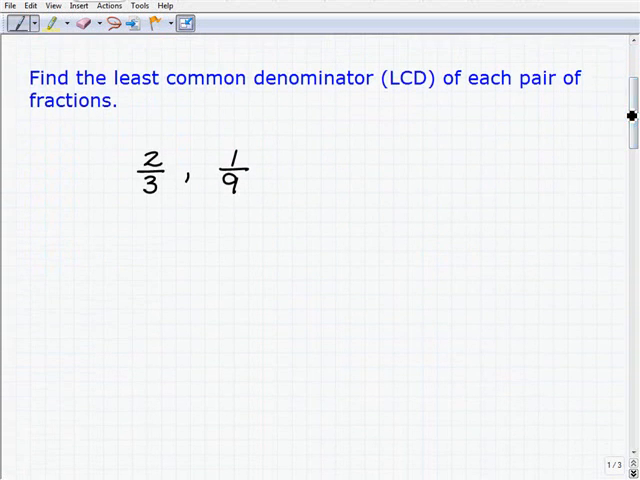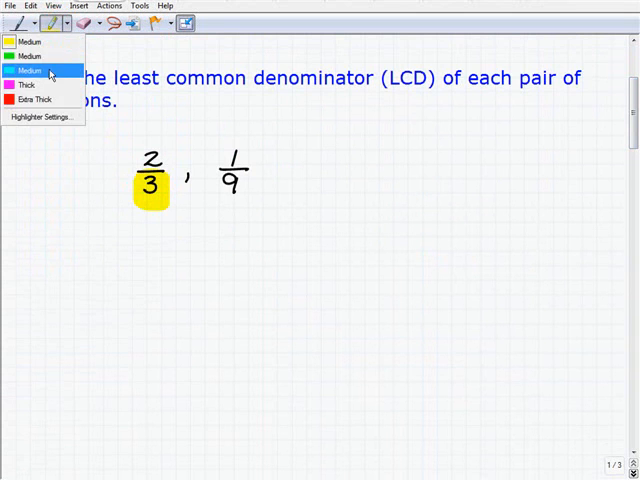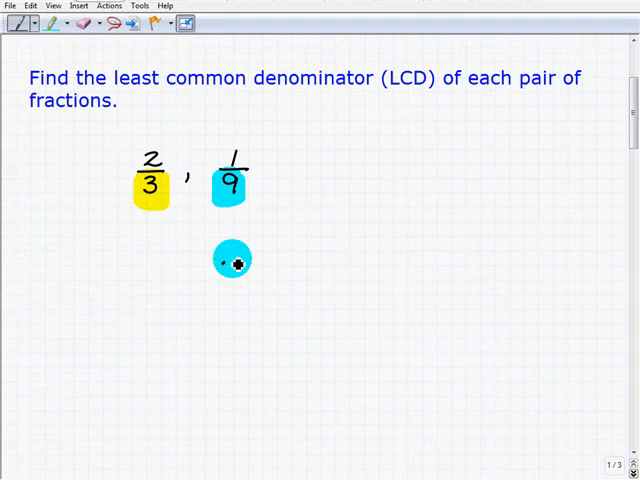So we have 2/3 and 1/9. If I want to find the LCD, I'm just focusing on the denominators. Here it's 3 and 9. So we have to find the LCM of 3 and 9, and when we do that, we're actually finding the LCD. The way you do this is prime factor.